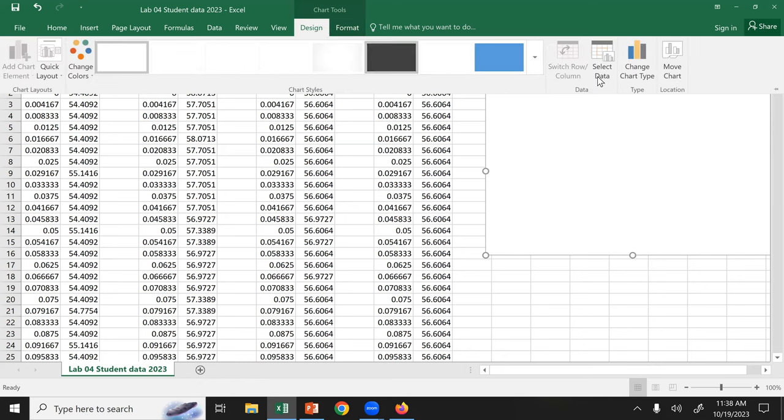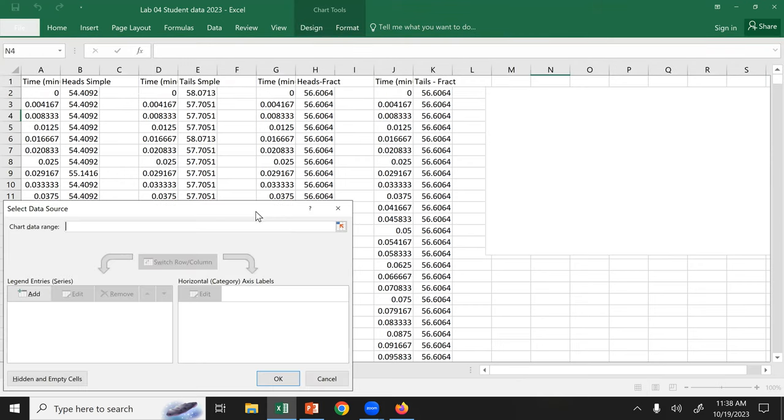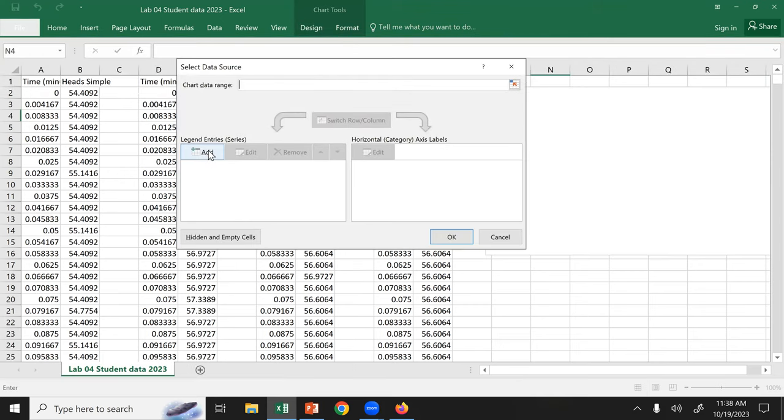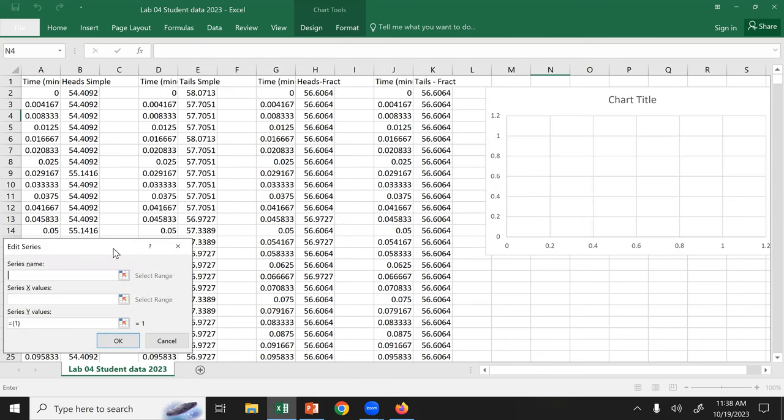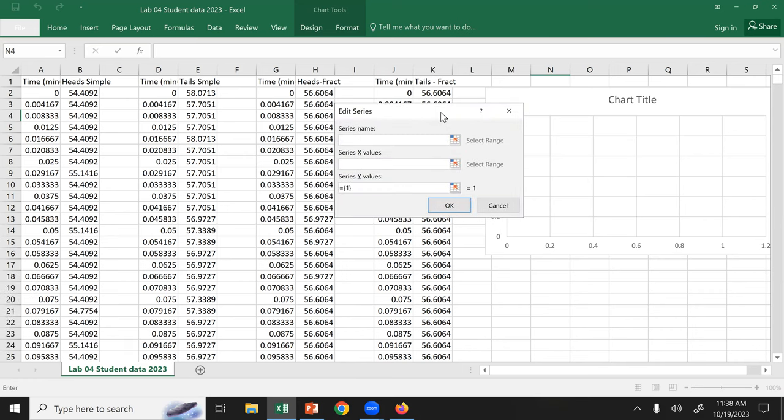But what you're looking for now is select data or data range. Select data will bring up this dialog box to allow you to add a data series to your plot. Right now it's all empty. When we hit add, on a Mac it looks like just a little plus symbol. There's an empty box on the left-hand side and a little plus symbol at the bottom.